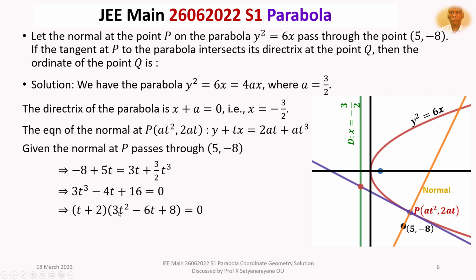When you factorize this one, the remaining one is the quadratic, 3t square minus 6t plus 8. And if you see the discriminant of this, b square minus 4ac is negative. Therefore, we do not get any real roots from this. So, the only real root is t is equal to minus 2. So, in this parametric representation, t is equal to minus 2 will give you the point P.